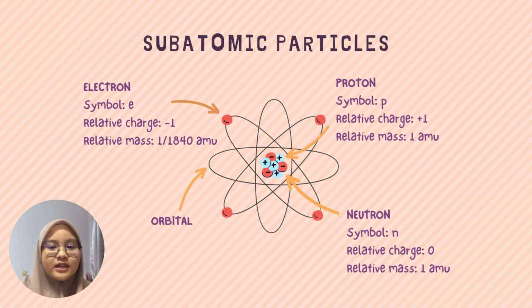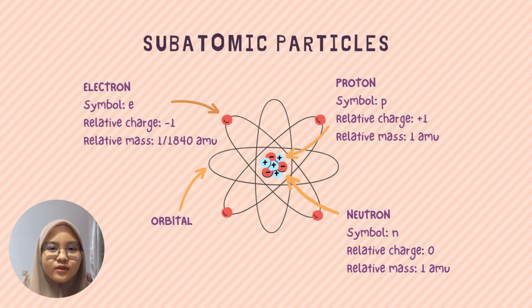Let's start with protons. Protons are positively charged particles found within the nucleus of an atom. They have a relative mass of approximately 1 atomic mass unit and are crucial for determining the identity of an element. In other words, the number of protons in an atom's nucleus defines its atomic number, which distinguishes one element from another.